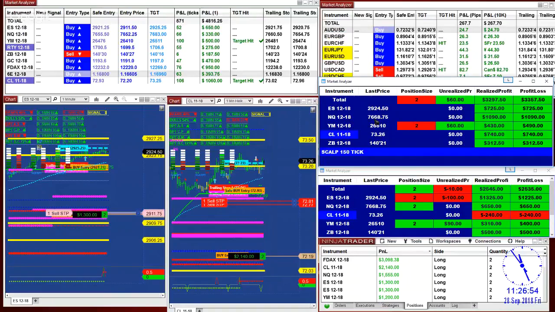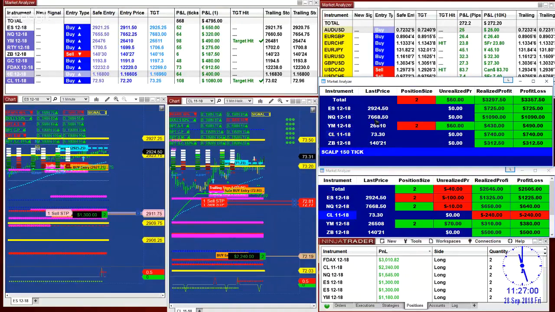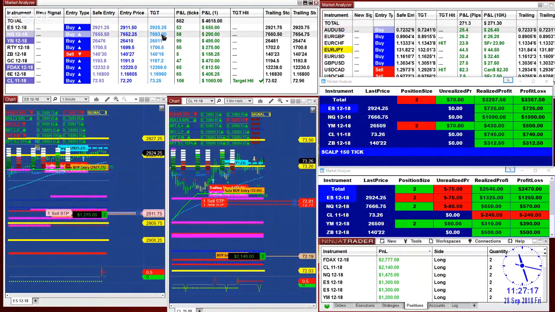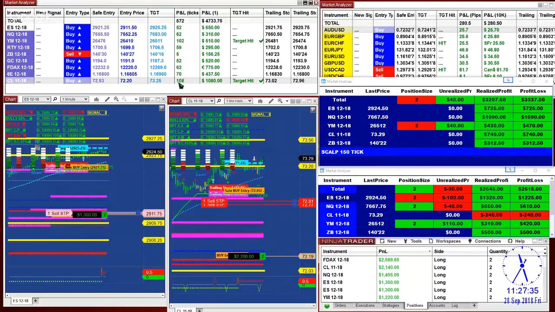576 ticks into profit based on the last entry signal. We hit 100 ticks on the YM, 58 ticks on the NASDAQ, 51 ticks on the ES, and 106 ticks on the CL, and on the 30-year Treasury bond, 5 ticks. Don't spend it all in one place.